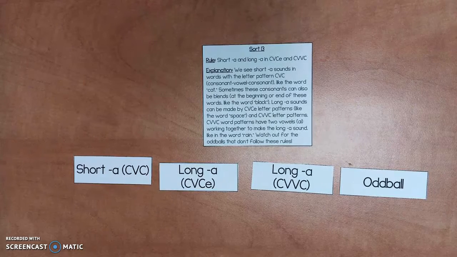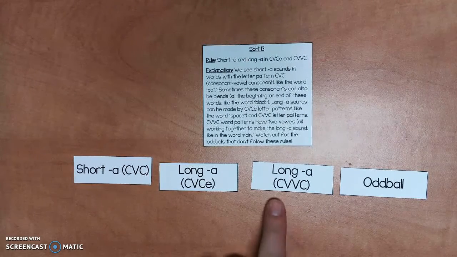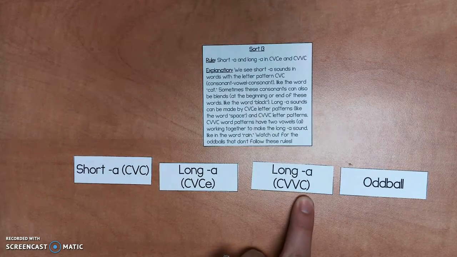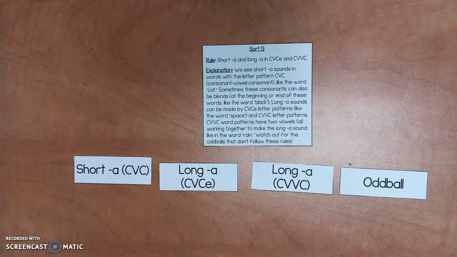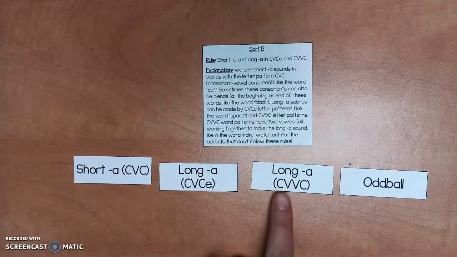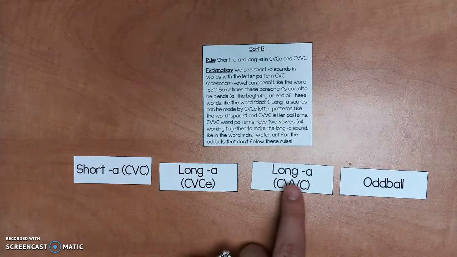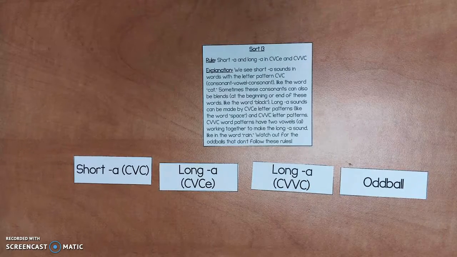Okay, so this is the explanation for sort 13. Now, the next few sorts are going to have words that have a CVVC pattern. So this is consonant, vowel, vowel, consonant. And we're going to find that these words that have CVVC are going to make a long vowel sound.